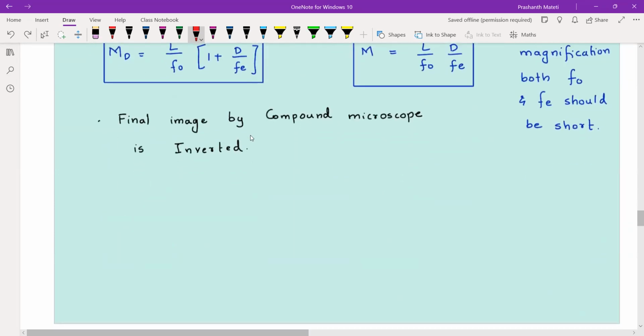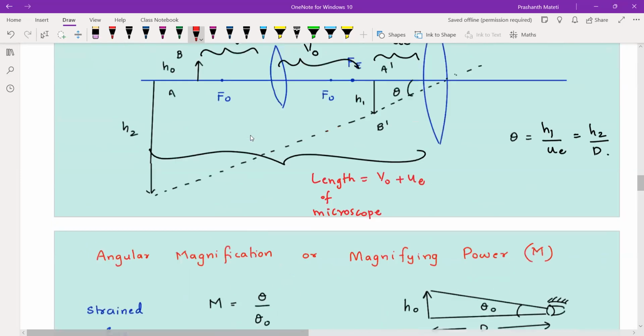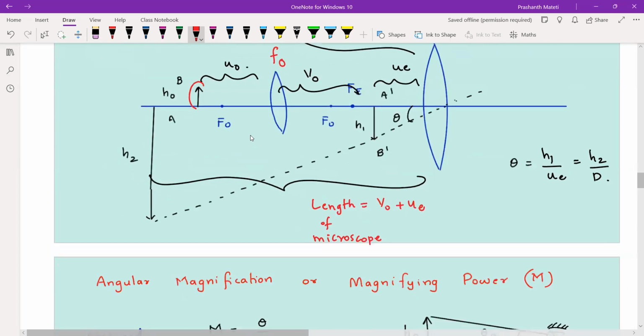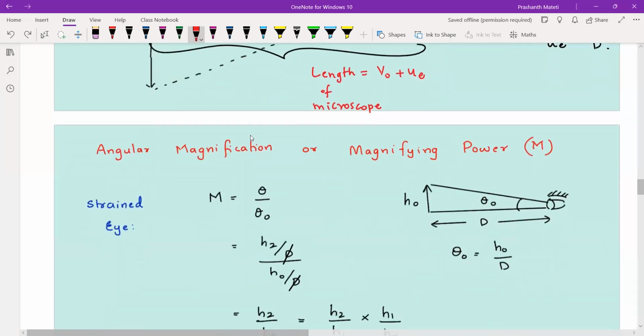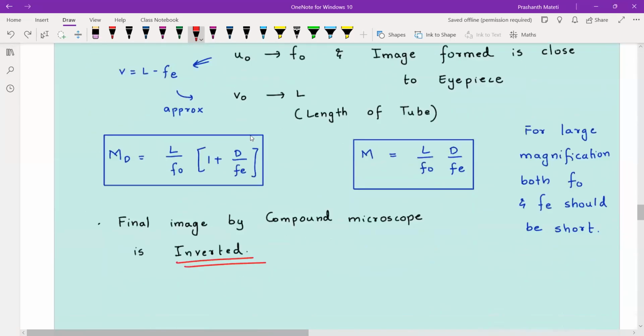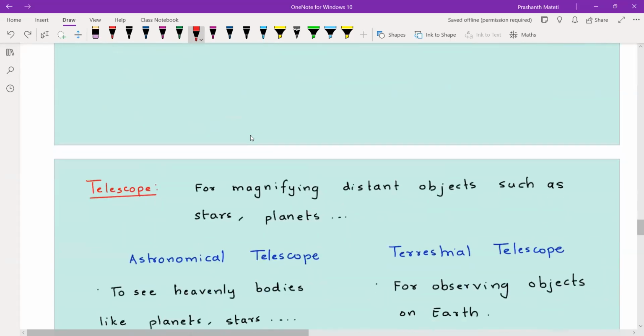Finally, the image formed by a compound microscope is always going to be inverted only. You see the final image form. If this is the object, this is very big, but it is an inverted image only. Compound microscope will always form inverted images. Okay, this is about the compound microscope.